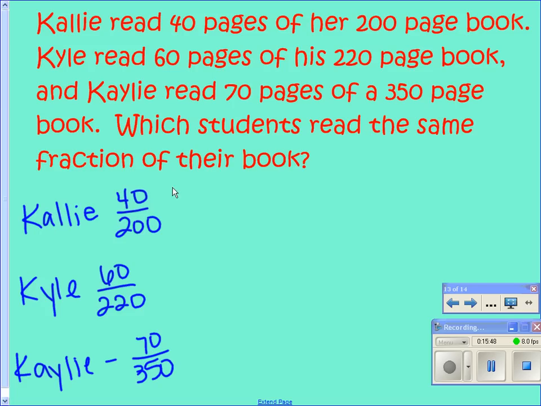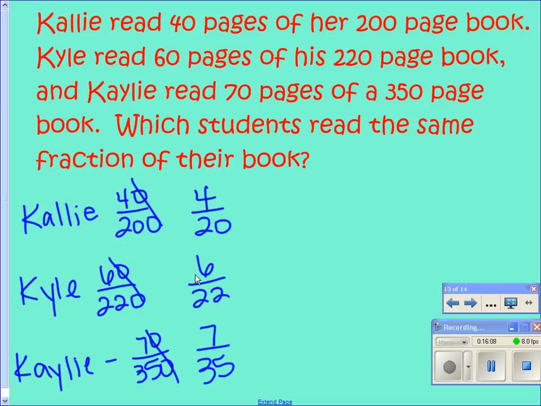Okay. Whenever you have fractions, if the numerator and the denominator have zeros, that's like dividing by 10. So you can just cross the zeros out. Okay. But it has to be a 0 on the top and the bottom. So now we have 4/20, 6 over 22, and 7 over 35. We simplified that, but we can still simplify more. If we divide the numerator and the denominator by 4, 4 divided by 4 is 1. 20 divided by 4 is 5.